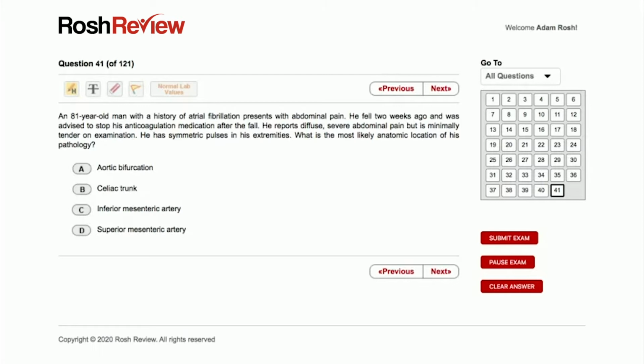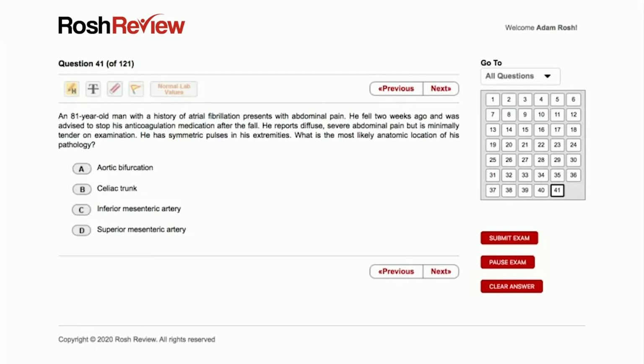All right, so we have an 81-year-old man with a history of atrial fibrillation who presents with abdominal pain. He fell 2 weeks ago and was advised to stop his anticoagulation medication after the fall. He reports diffuse, severe abdominal pain, but is minimally tender on examination. He has symmetric pulses in his extremities. What is the most likely anatomic location of his pathology?